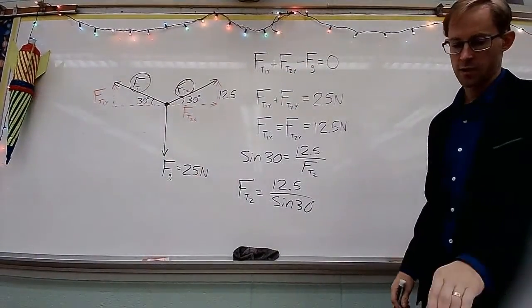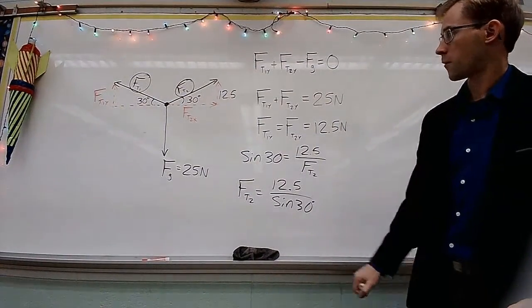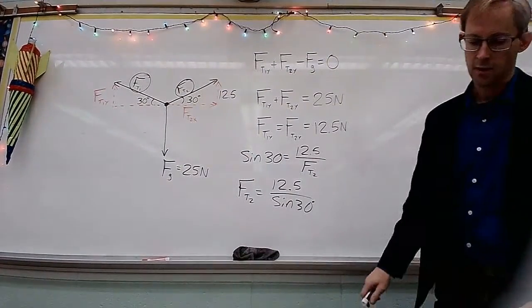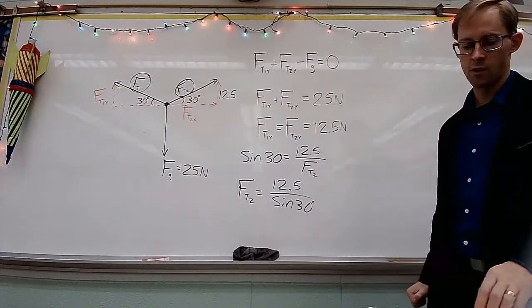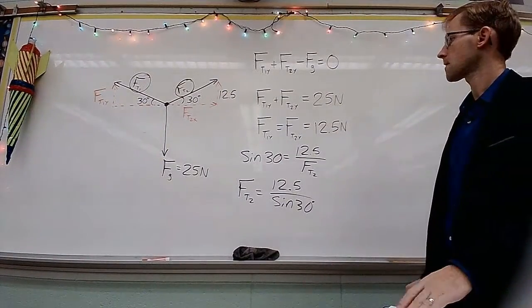For the next part of this, it says do the same thing but with a 5-degree angle. So if we were to change this angle to 5 degrees and do all of this again, we would end up with a tension force of 143 newtons, which is much, much larger. And that's page 1.